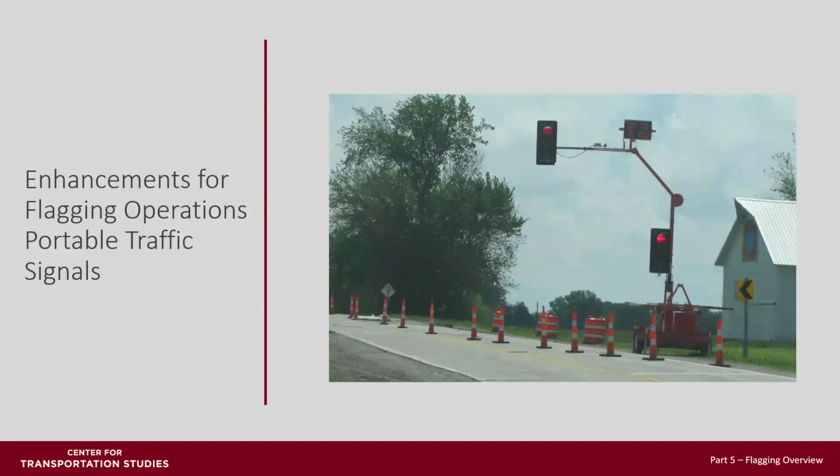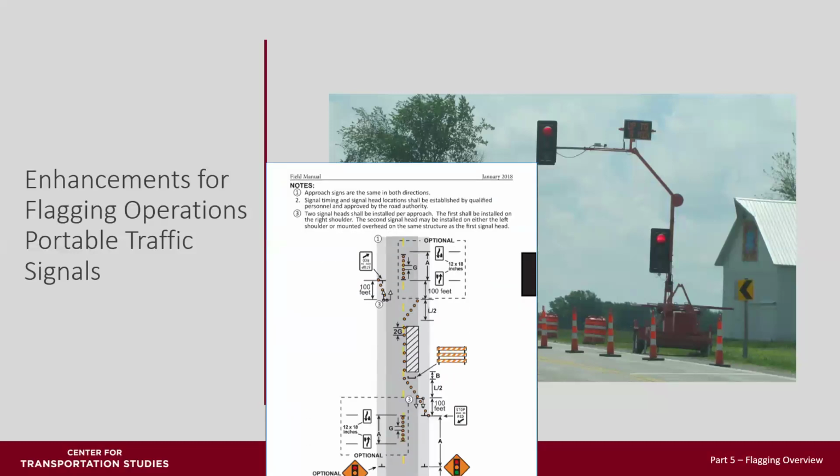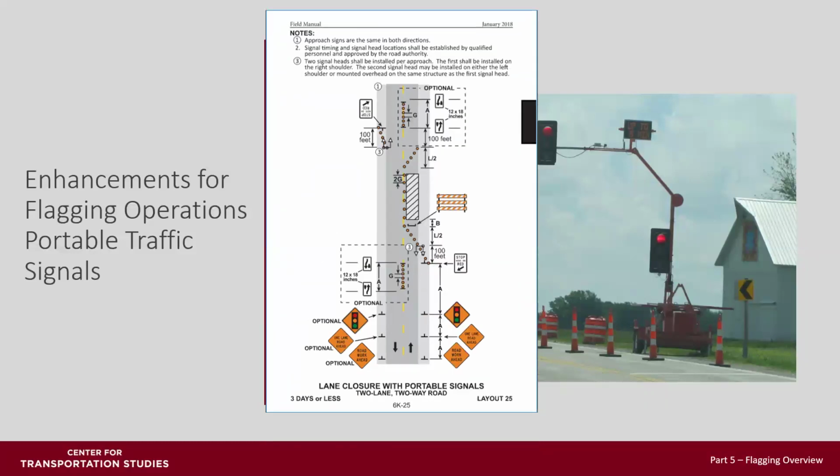Another piece of equipment that can be used, portable temporary traffic signals. They automatically control 2-way traffic on a 1-lane section, eliminating the need for flaggers altogether in these work zones. Layout 25 of the field manual contains details for the use of these signals.